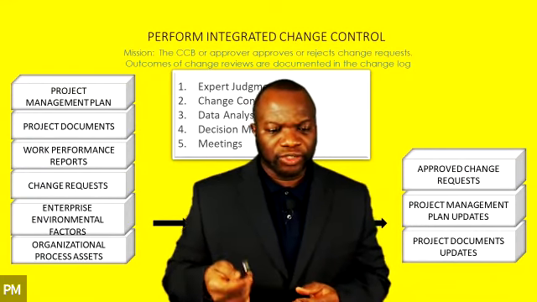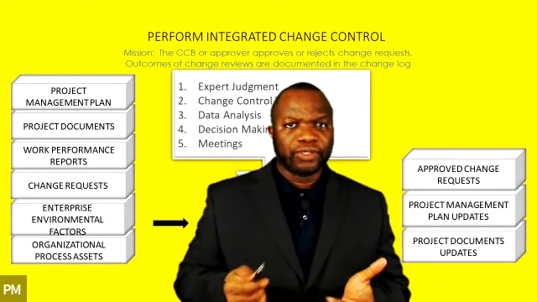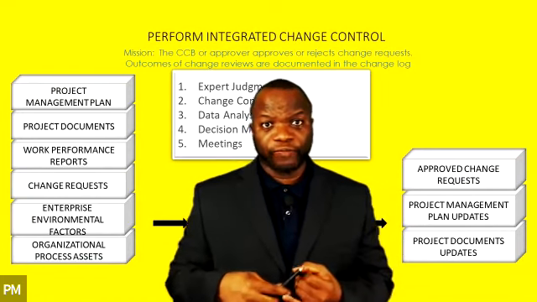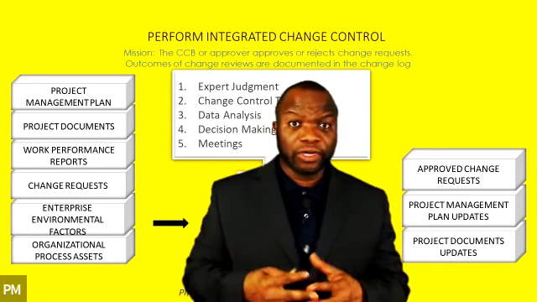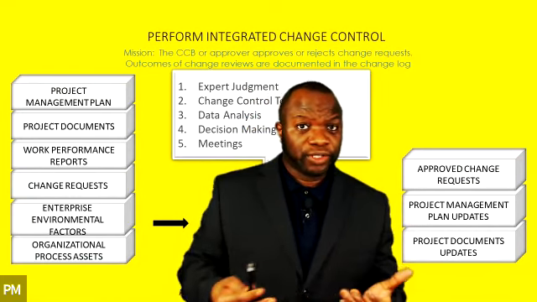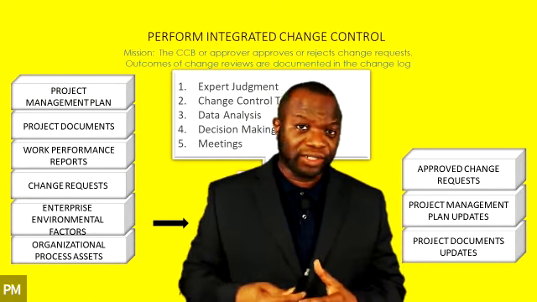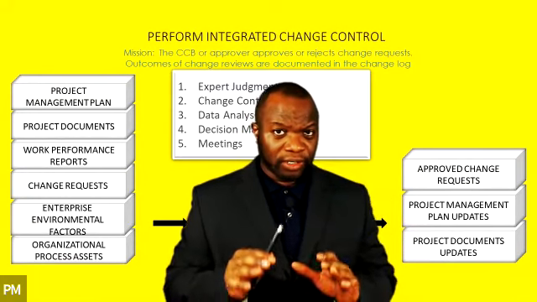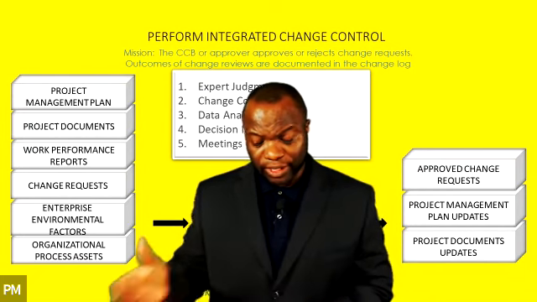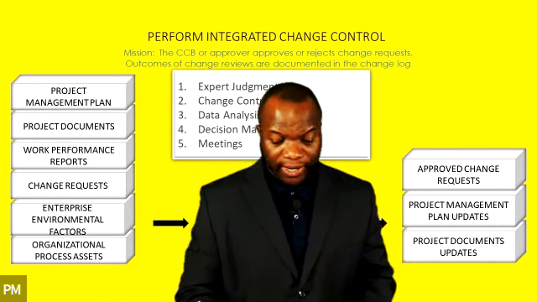Outcomes of change reviews are documented in the change log. So there could be a change control board, a body of people reviewing the change request, or maybe it's just the project manager and the project sponsor, or maybe in some instances, it could be the project manager in isolation. There are many different possibilities. Now, it is important that I show you this because I want you focusing on the right stuff.